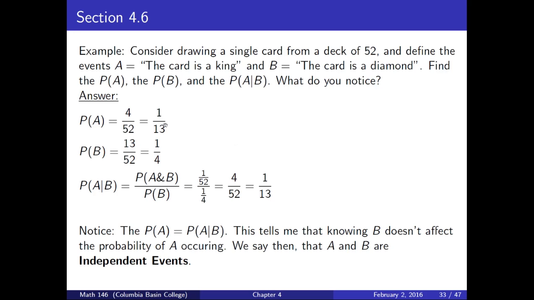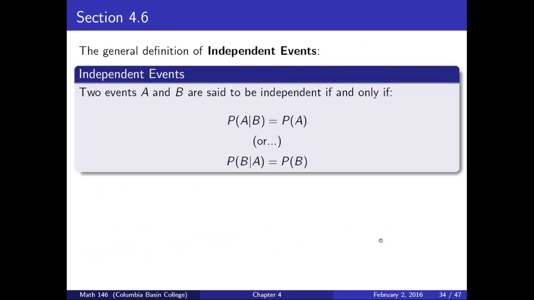It's exactly the same as my probability of A. This actually tells me that knowing B doesn't affect the probability of A. In other words, I told you the card was a diamond, but that doesn't change your probability of getting a king, right? I might as well not have told you anything because I didn't help you out. These two events are an example of what we call independent events.